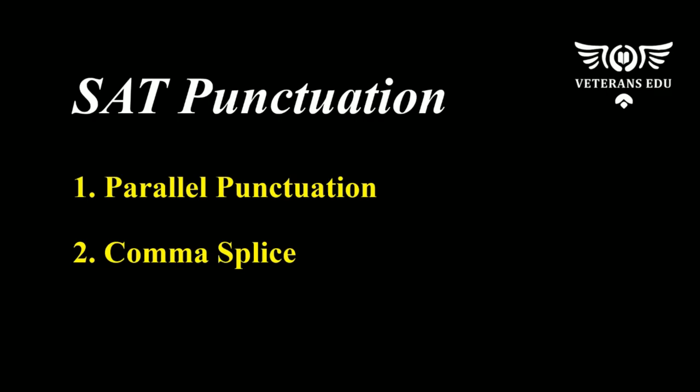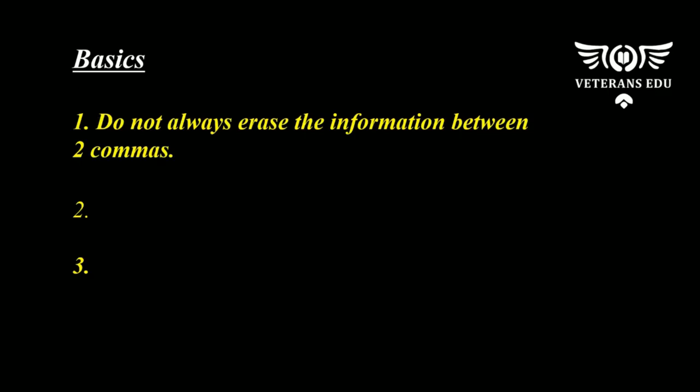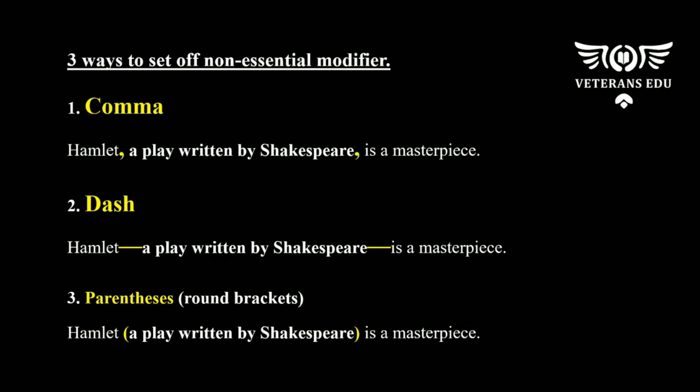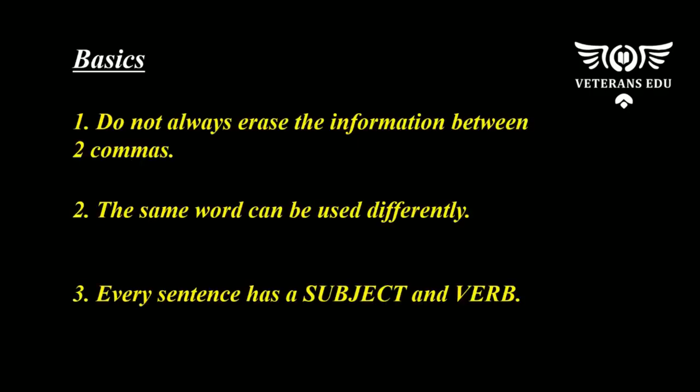Before we begin, let us review what we've learned so far. First, we do not always erase the information between two commas. We only erase information between two commas when it is a modifier. And remember the rule: when it's a modifier, we can use comma, comma, dash, dash, or brackets. Basic number 2, understand that in the English language, the same word can be used differently. Basic number 3, every sentence has a subject and a verb. Remember these three rules when solving punctuation questions.